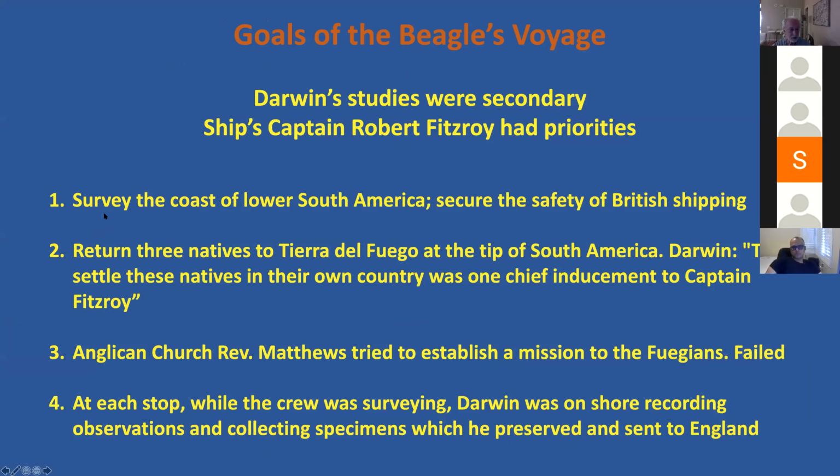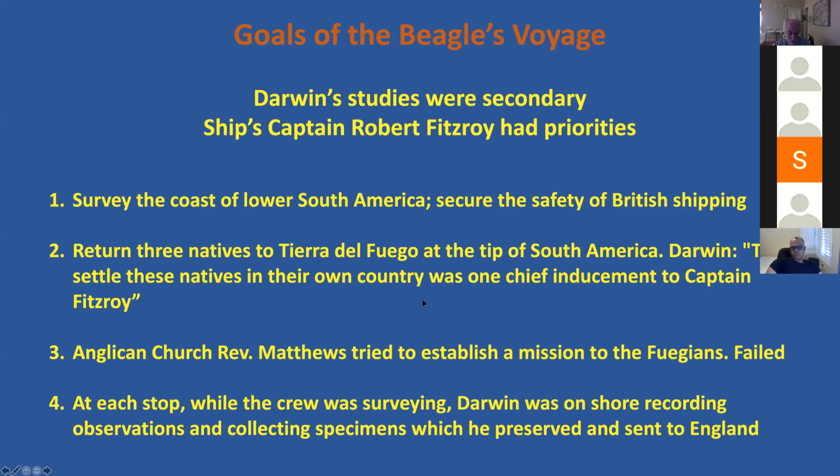the British government wanted him to survey the coast of South America and secure the safety of British shipping. Secondly, I don't know why this was so important, but Fitzroy wanted to return 3 natives from Britain to Tierra del Fuego, which is clear at the southern tip of South America. And Darwin had made a quote in one of his writings that to settle these natives in their own country was one of the chief inducements to Captain Fitzroy.